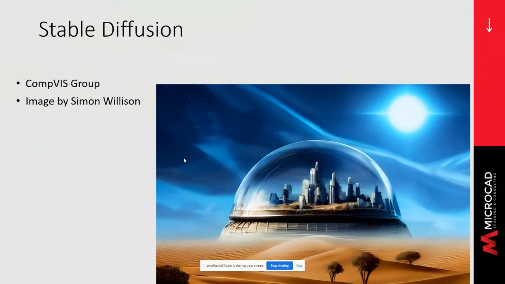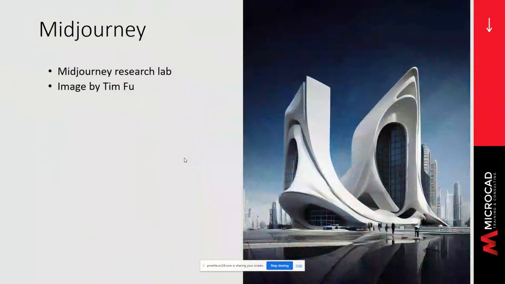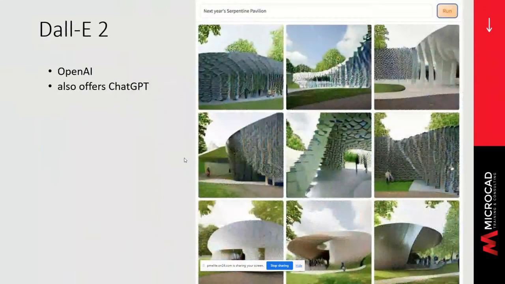Stable Diffusion has been around for a while. It's by an organization called CompVis. Midjourney, which has been around for a couple of years, comes from a research lab called Midjourney. And now DALL-E 2 from OpenAI. This is probably the one that is most advanced and has the most usage. And OpenAI is also the company that offers ChatGPT. So all of the machine learning functionality that is built into ChatGPT is also built into DALL-E 2. So I think those are the three that I referred to.